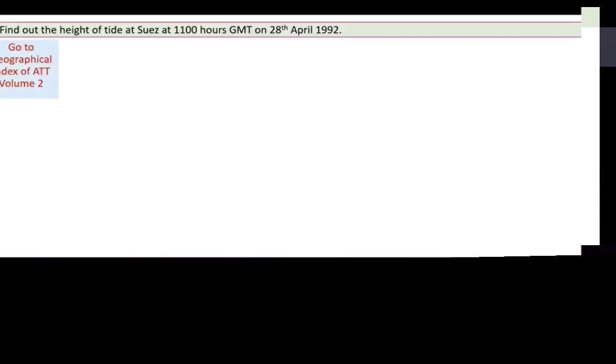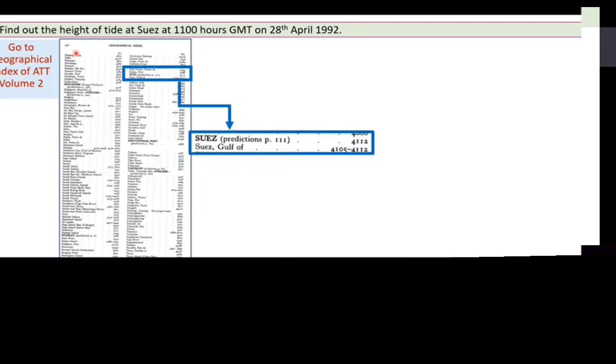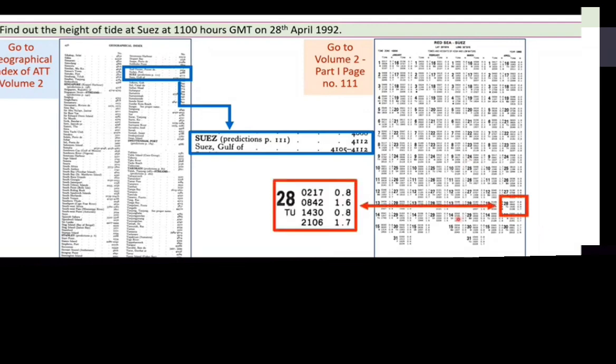Now, Suez being in ATT Volume 2, we go to the geographical index of Volume 2, which is alphabetically arranged. So we reach Suez, and in the geographical index we find Suez is in bold and capital letters, implying Suez is a standard port of ATT Volume 2, whose predictions are on page 111. So from here, we go to page 111 of ATT Volume 2 and we get the information for Suez. Here we pick out the daily predictions for 28th of April, and you can see this is the information for 28th April.